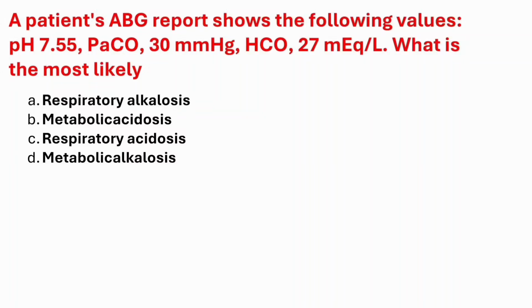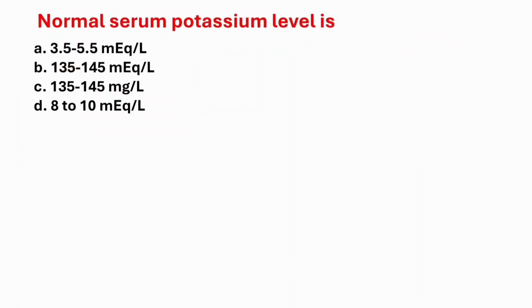A patient's ABG report shows the following values: pH 7.55, PaCO2 30 mm of Hg, HCO3 27 mEq per liter. What is the most likely? A. Respiratory alkalosis. B. Metabolic acidosis. C. Respiratory acidosis. D. Metabolic alkalosis. The correct answer is A. Respiratory alkalosis.